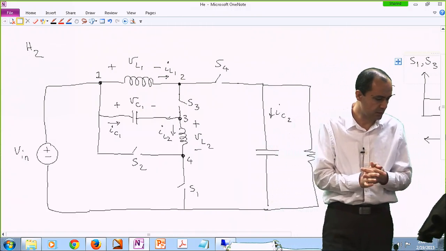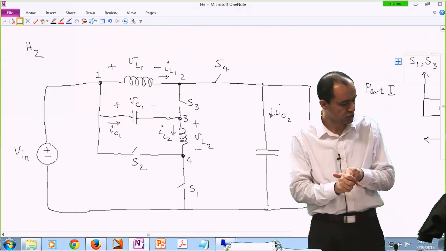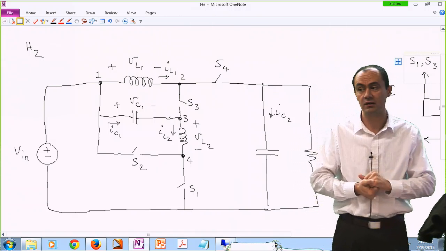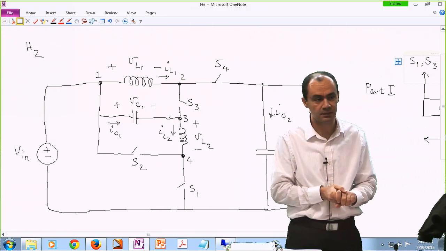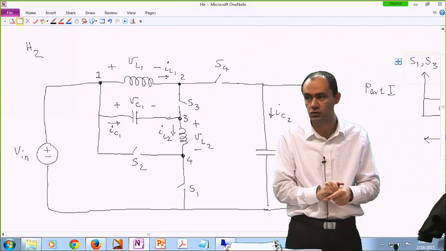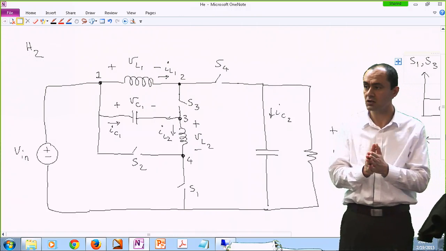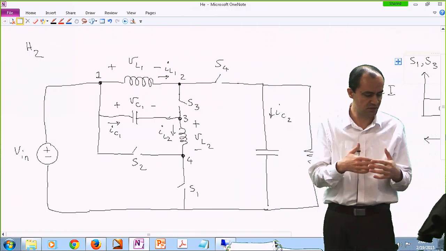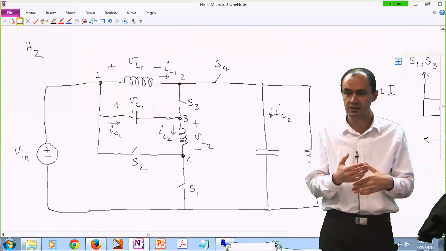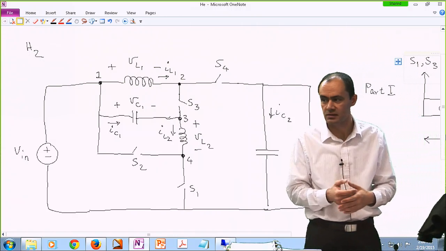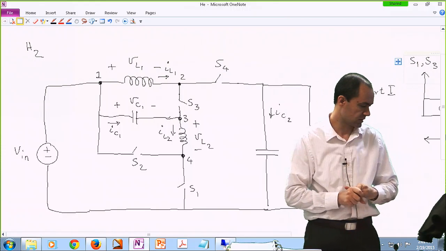As an example, let's take a look at the switch realization of this converter that we have analyzed before. This is the converter that appears in cell H2 of that paper that we studied. Now, having the knowledge that we have, we want to see, for instance, if S1 is a switch? Is it a diode? Is it an IGBT? What kind of realization does it have?